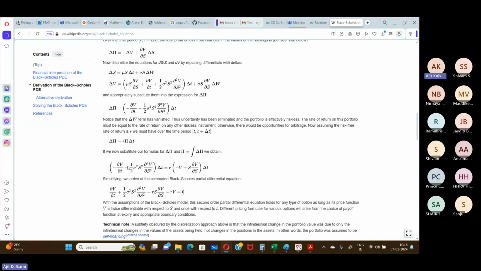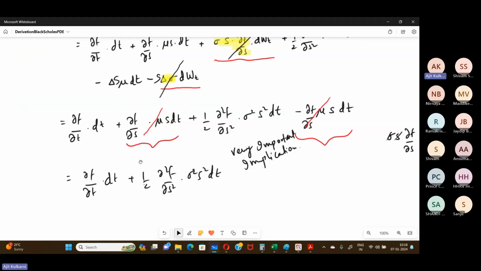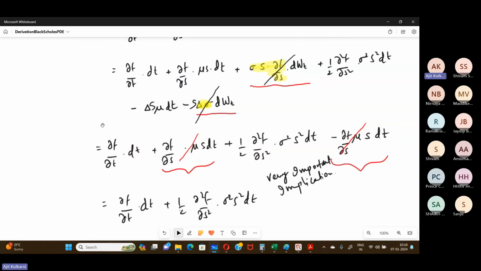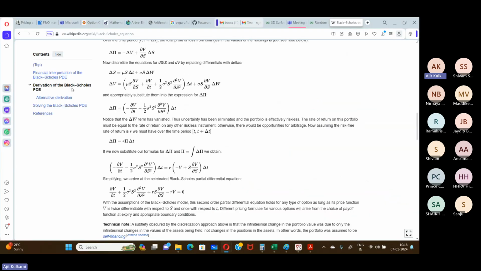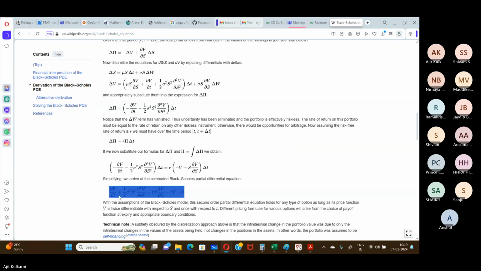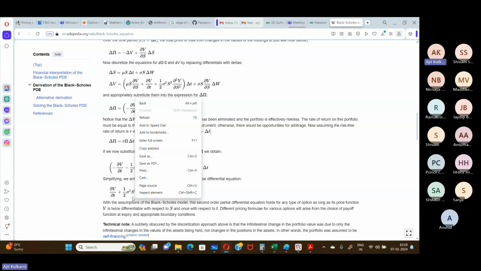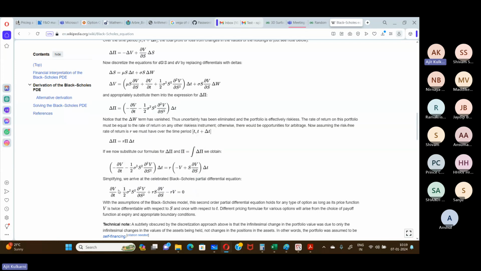And then after this, it's just a riskless portfolio, right? So d pi is simply a riskless portfolio. So a riskless portfolio grows at the risk-free rate, okay? So d pi by pi is equal to r, okay? And then just a couple of steps, and you get this final equation, which is famously called the Black-Scholes PDE.